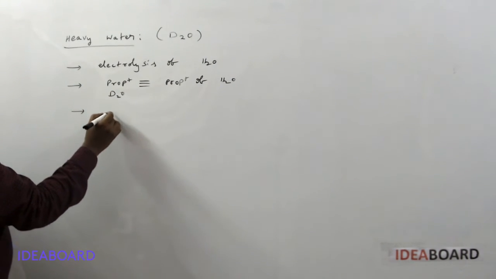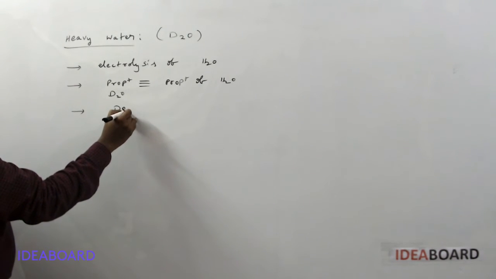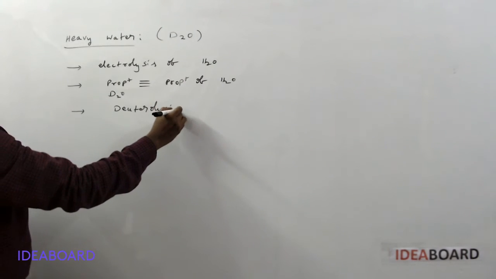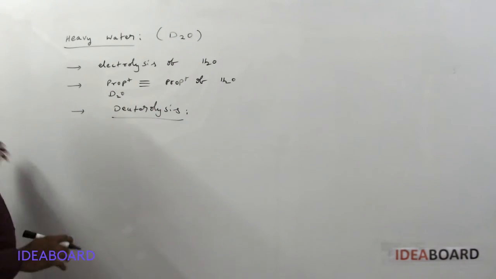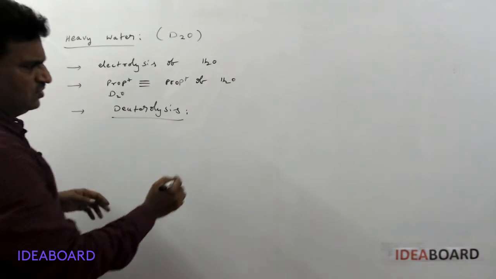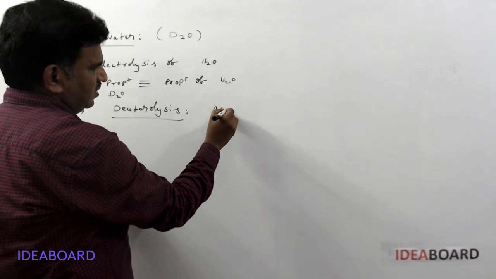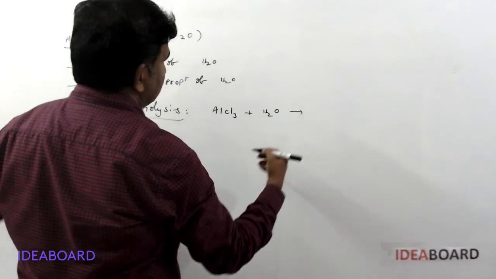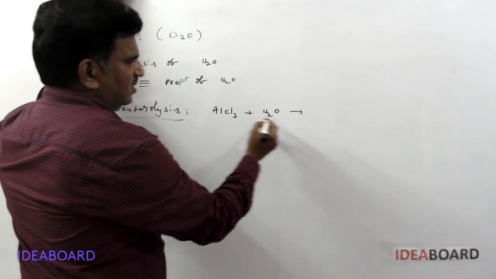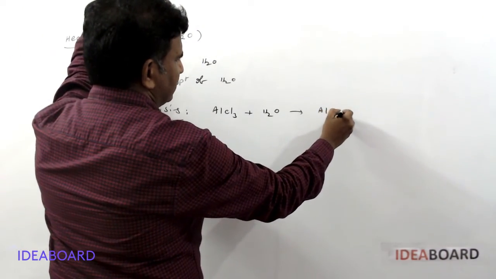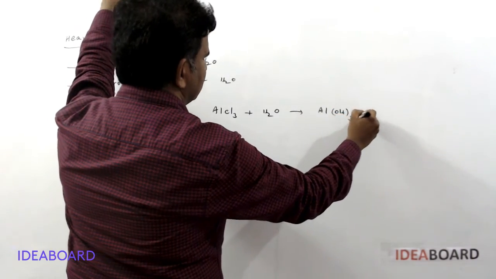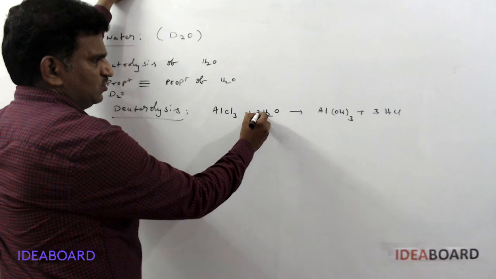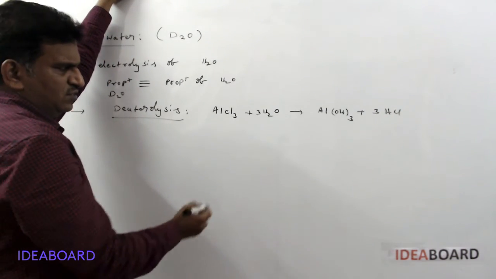And one important reaction we can take, deuterolysis. Here, deuterolysis reaction is like a hydrolysis reaction. For example, AlCl3 is reacting with water. Then what are the products? Al(OH)3 plus 3HCl we can expect. So 3H2O, then those are the products.